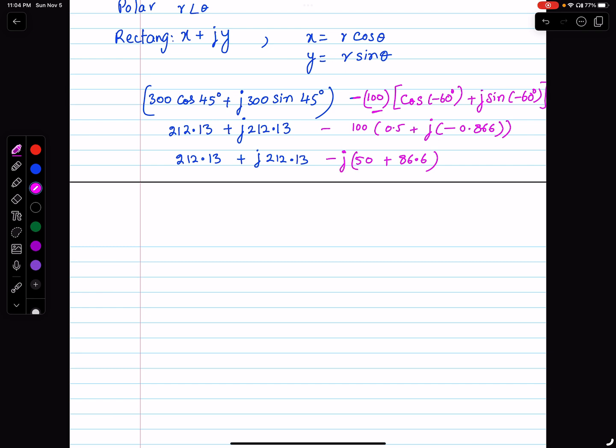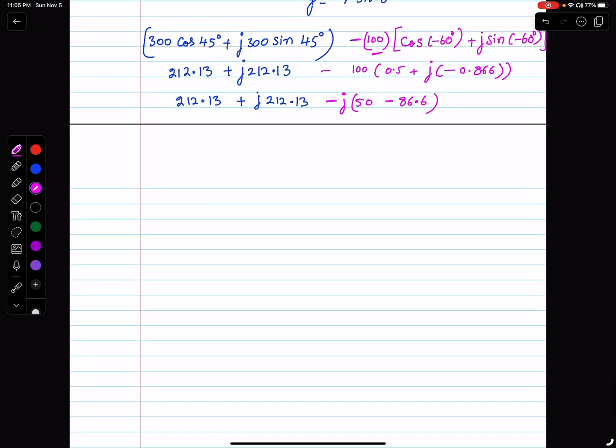Okay, so let's not forget the negative sign here. Okay, let's not forget the negative sign there. And then there's a negative sign over there, and negative 50, and then there is a positive 86.6. This is a negative 50, and it comes out something like this. Okay, all right. Now what I can do is simply add.